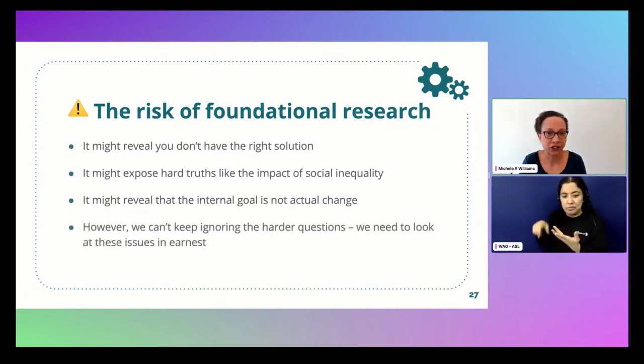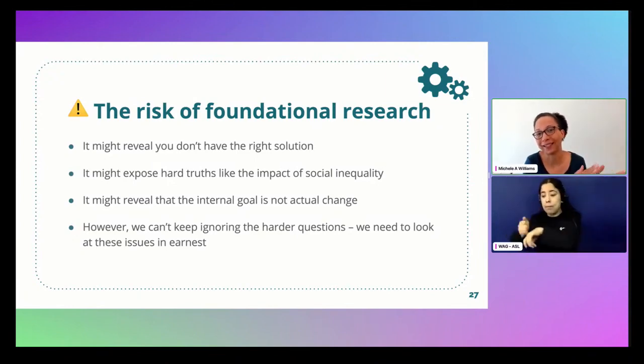We need to look at these issues in earnest and really try to create solutions, whether they're products, systems, or policies, that really get at the heart of actual change, rather than continuing to make the same things over and over without giving ourselves opportunity to see the realities of where those systems are sitting.